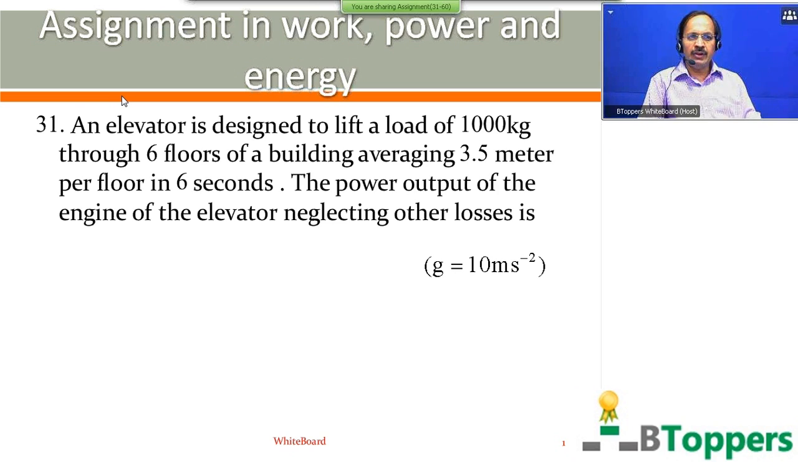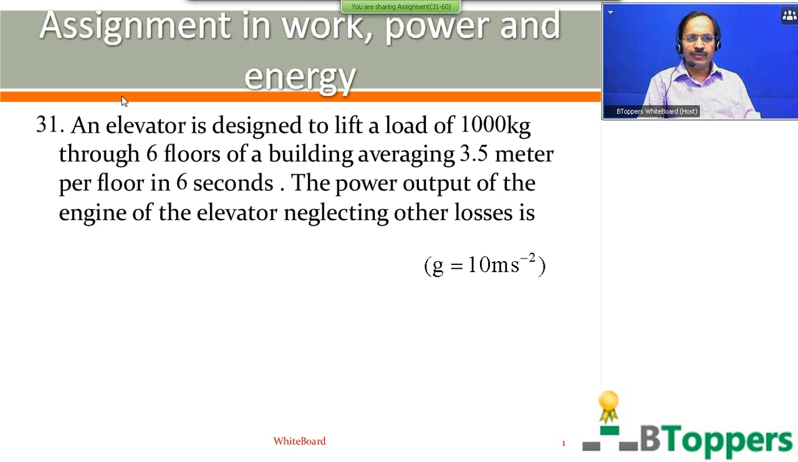Next, I am going to discuss the solutions of the questions numbering from 31 to 60 in the assignment in work for energy. In case you are not having any doubts in the first 10 or 12 questions in this assignment, from 31 to 42, you can skip this class and go to the next class directly. Come on, look at the question number 31.